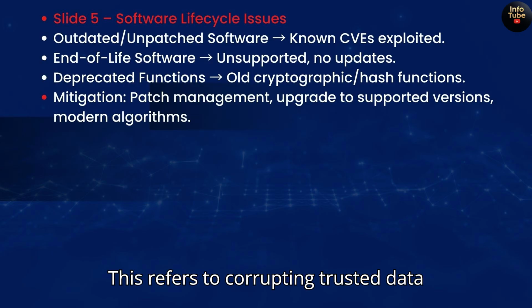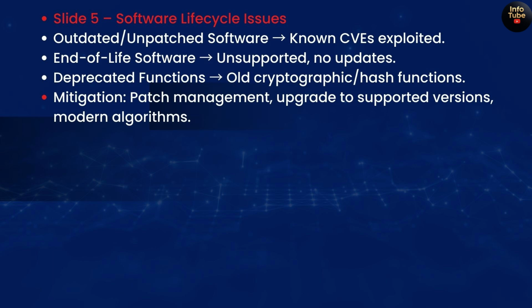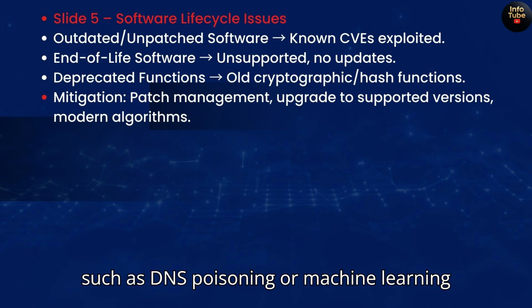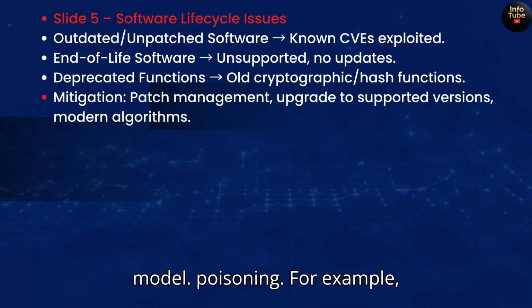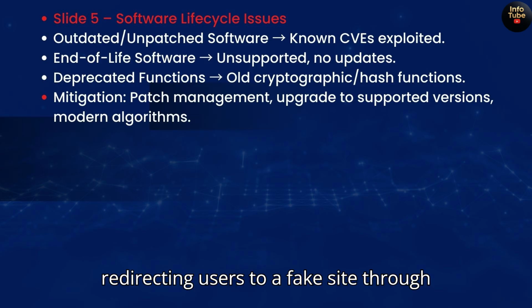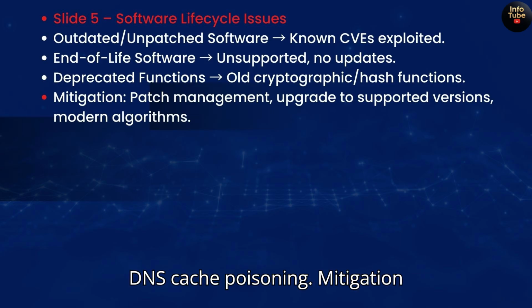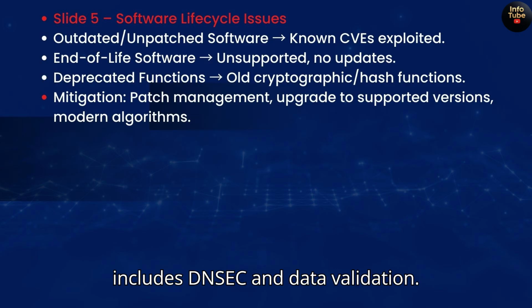Poisoning. This refers to corrupting trusted data, such as DNS poisoning or machine learning model poisoning. For example, redirecting users to a fake site through DNS cache poisoning. Mitigation includes DNSSEC and data validation.